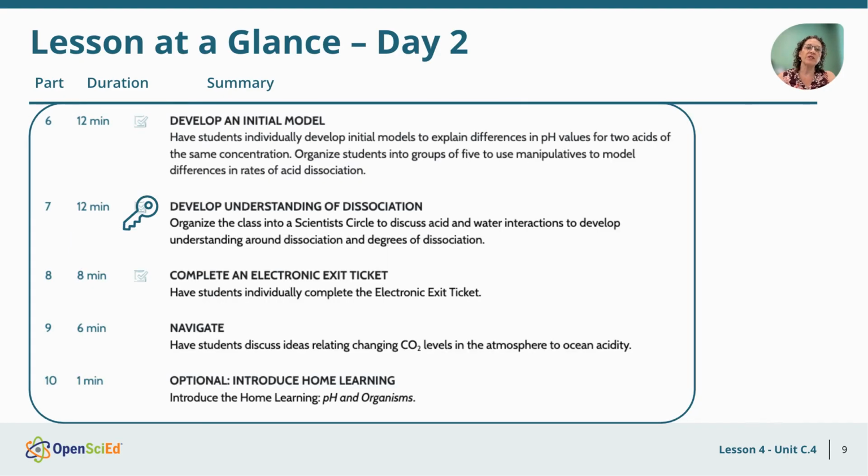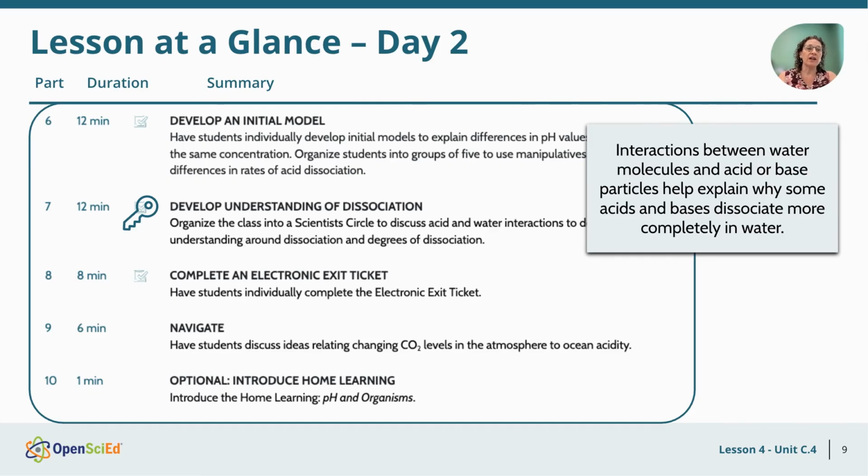In the second loop, we develop an initial model to explain the differences in pH values for 2 acids of the same concentration. Then we have a building understandings discussion to discuss acid and water interactions and understanding around dissociation and degrees of dissociation. We complete an electronic exit ticket individually. Finally, there's an optional home learning about pH and organisms. We figure out interactions between water and molecules of acid or base particles help explain why some acids and bases dissociate more completely in water.